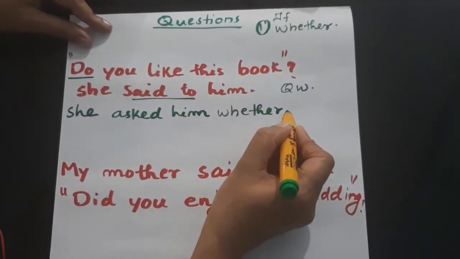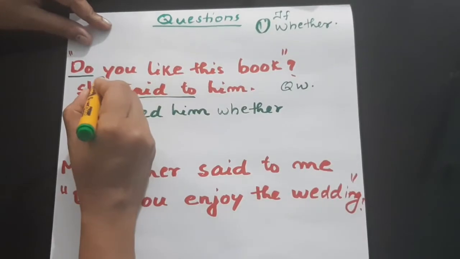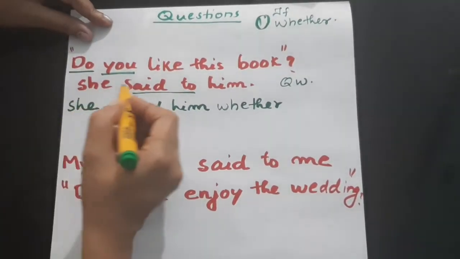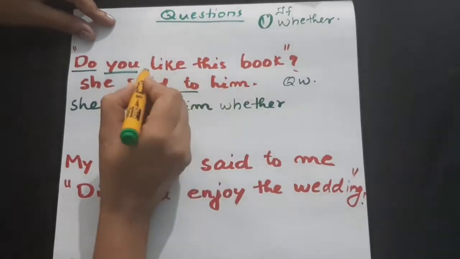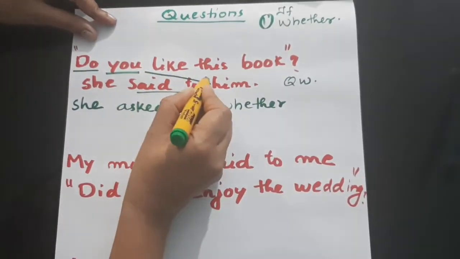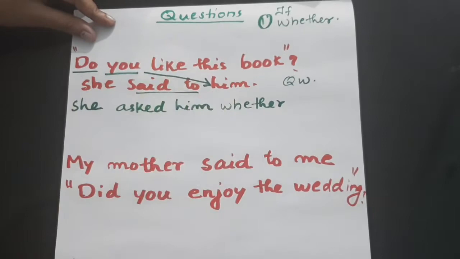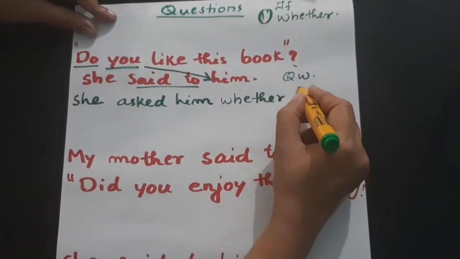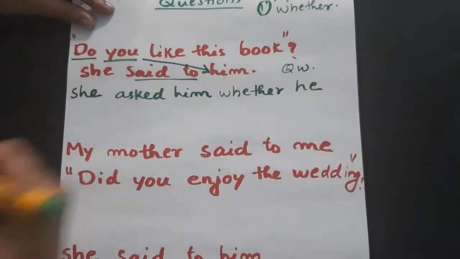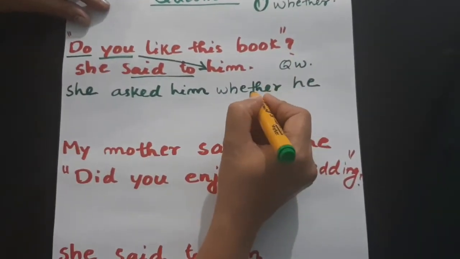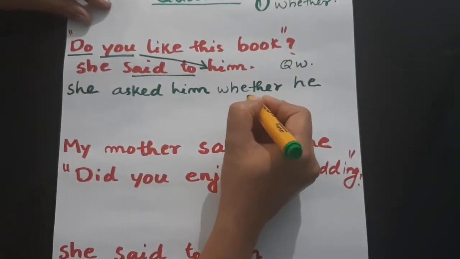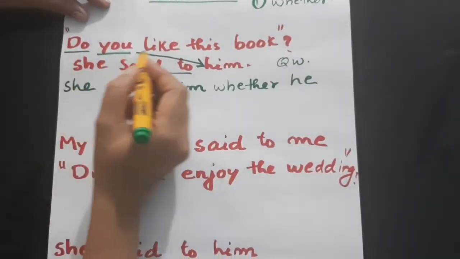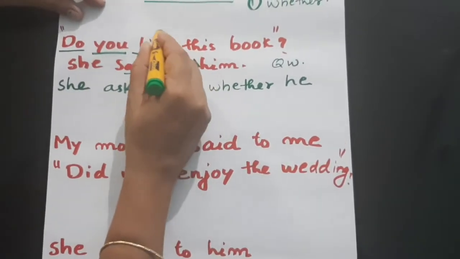You know that it is the subject. Okay, see here, you means who actually? She said to him. So you means he. Okay, she asked him whether he. Okay, instead of the question word you used whether here. After that you used the subject. Okay, see, next comes a verb, like.